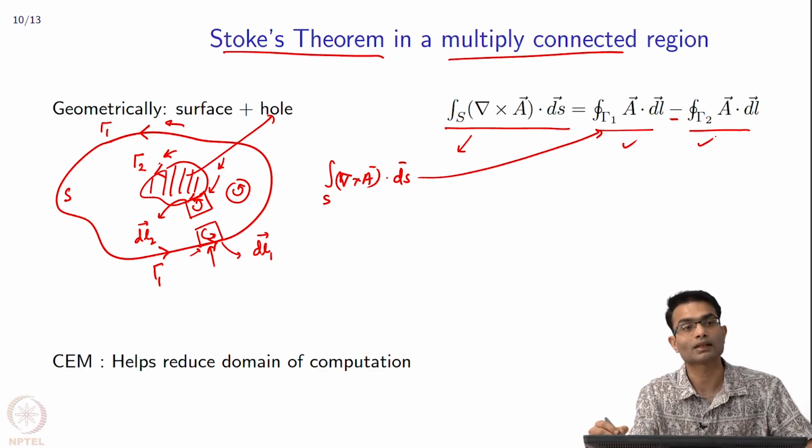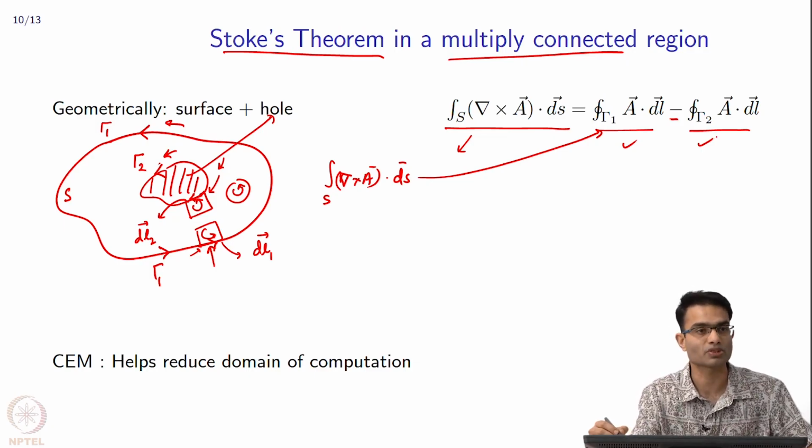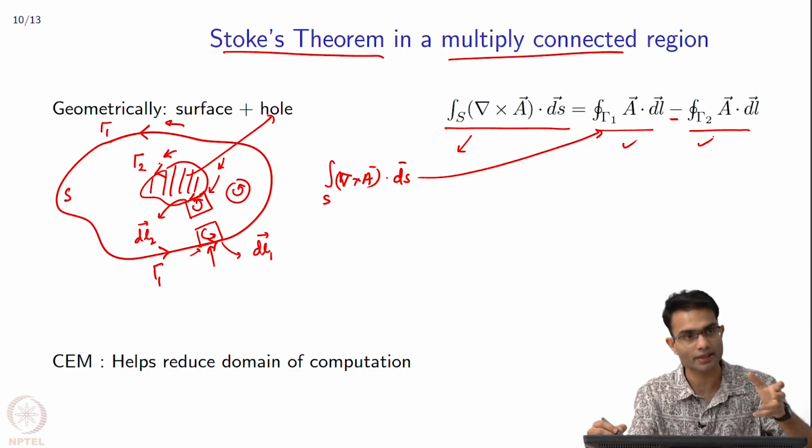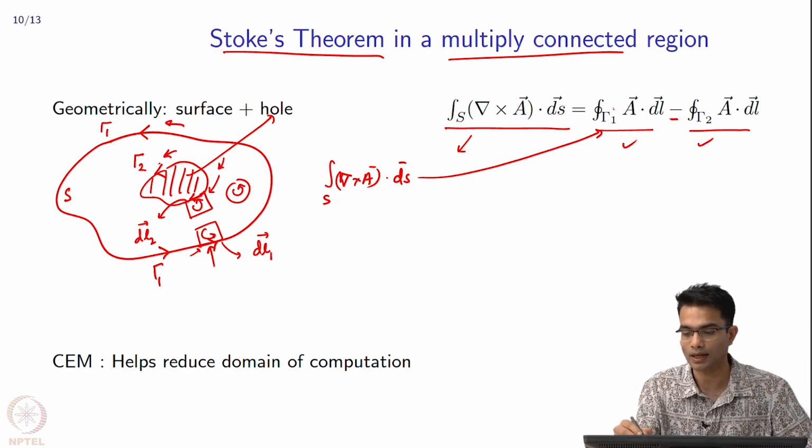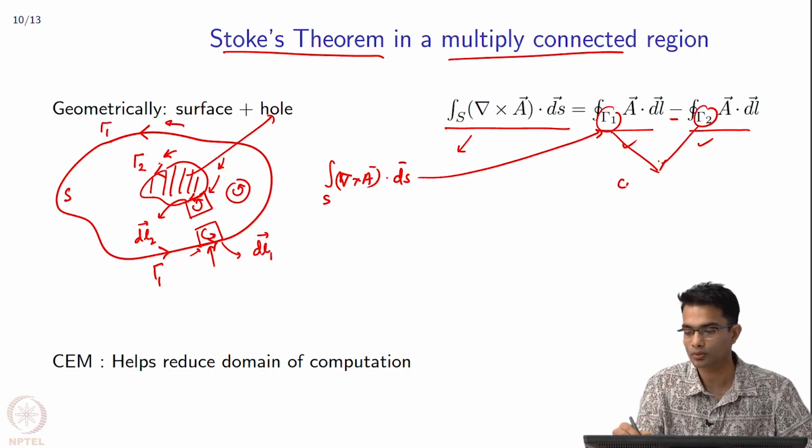Again, this convention may not be universal, some books may have a different sense of orientation. So, when I write it in this way, it is implicit that gamma 1 and gamma 2 follow the same convention, which is counterclockwise.